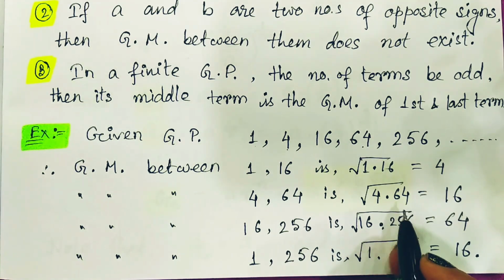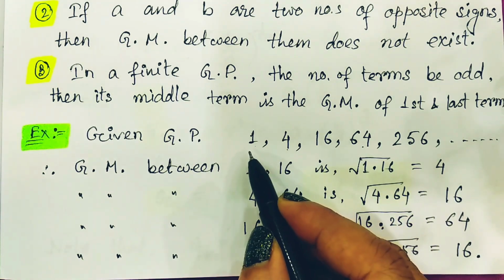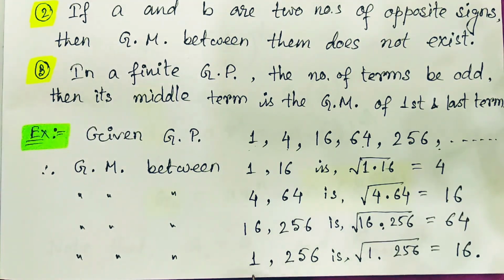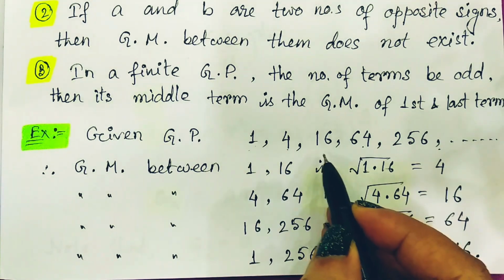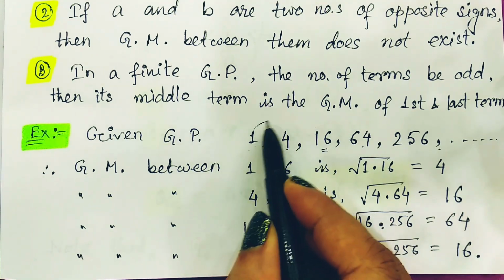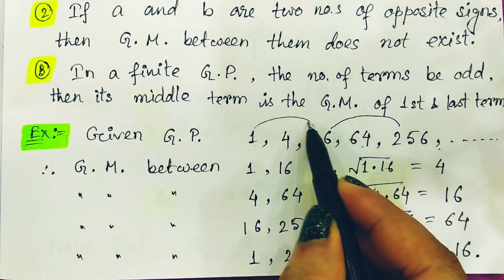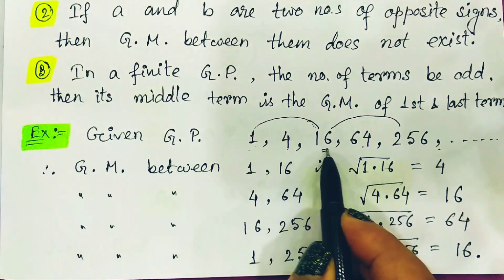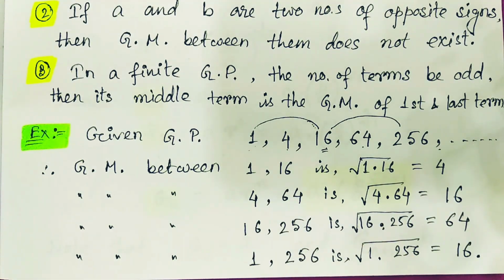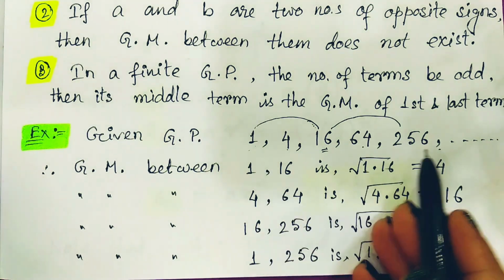Now suppose I want to find the geometric mean between 1 and 256. Then we simply multiply these two and take the square root. Then we will find the term 16. Actually, 16 is the term which is the middlemost of these. So definitely, when we find the AP or GP or HP, whatever, we find the middle term of the given terms.